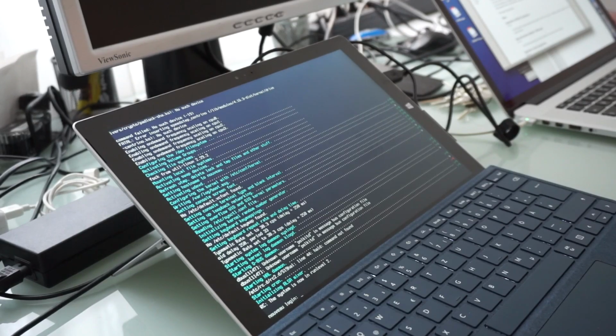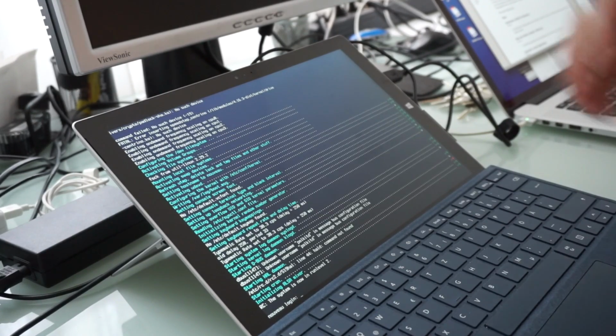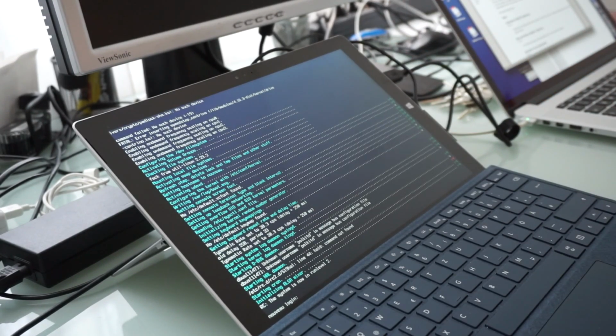So I hope you found this small little update useful and maybe even learned some new information about inner workings of Unix systems.